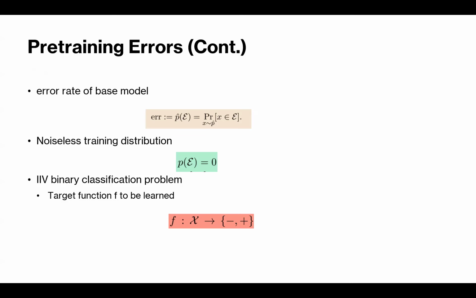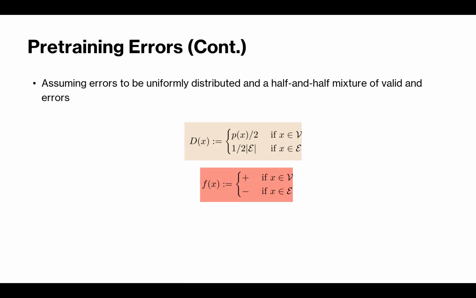Okay, so anyway, coming back to the pre-training, this is how they have formulated the problem. For an ideal distribution, we assume errors to be uniformly distributed and a half mixture of valid and errors, because we do not want to give a particular advantage to any class, either the error or the valid responses. So we assume a half and half mixture of that in the distribution, and the errors are uniformly distributed. So the distribution of error itself is a uniform distribution, and we draw errors from there, right?